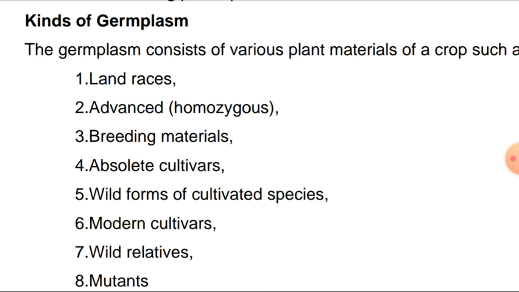Then wild relatives. Wild relatives are nothing but plants having common ancestry with that particular crop. The characters of these wild relative varieties are similar to that particular crop. So this is also an important source we have to use in evolution or in breeding programs, because they have valuable genes showing resistance to biotic and abiotic stress conditions. And the last one, that is, mutants.